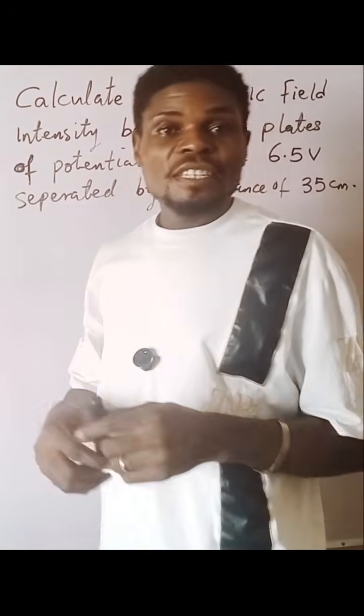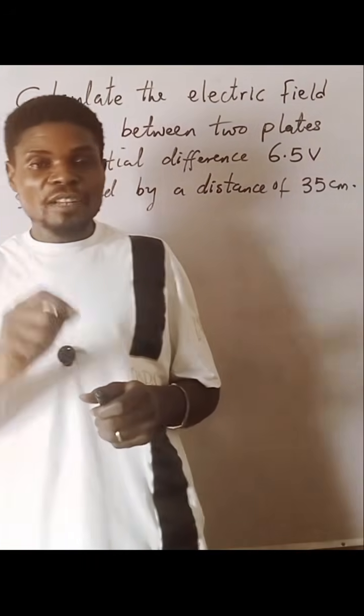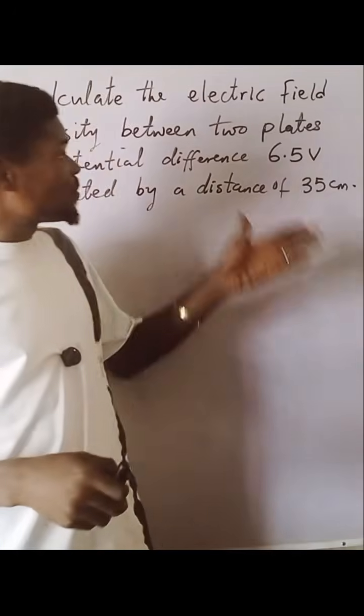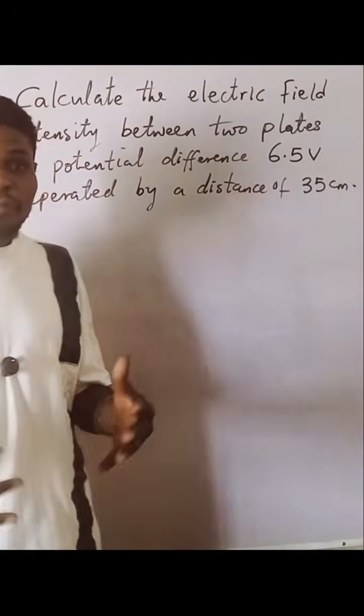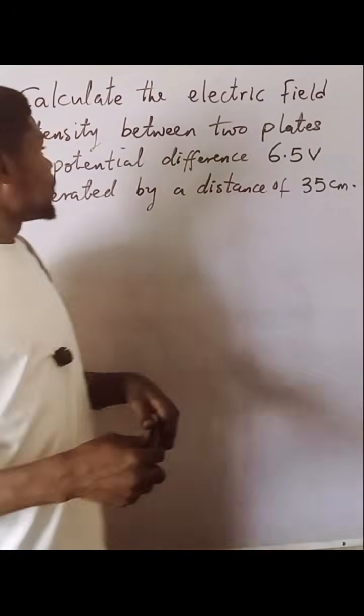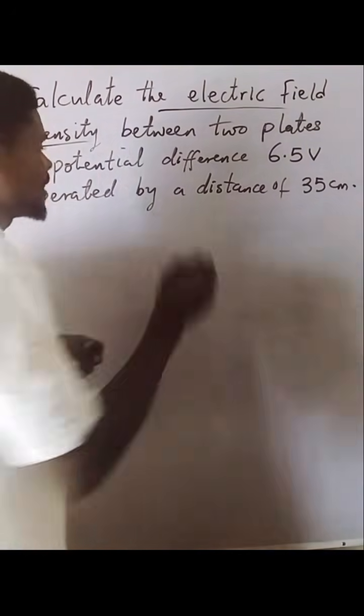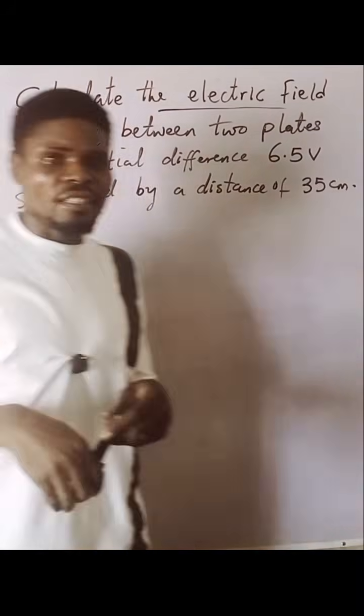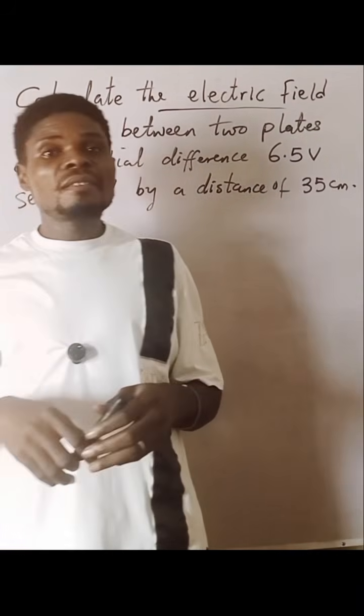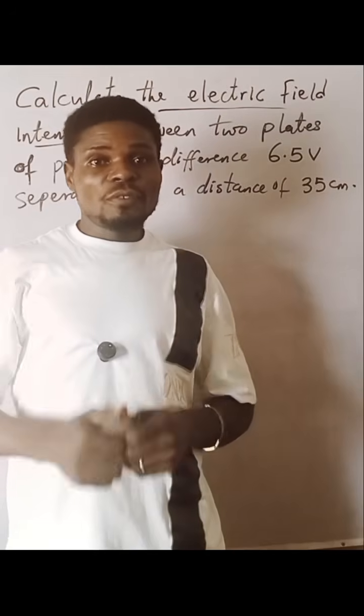You know, the beauty of physics is knowing what you are required to do. I want to tell you that this question is very simple. Once you know the formula, then you'll be able to solve it. What are we finding? We are finding the electric field intensity. What is the meaning of electric field intensity, if I may ask? It simply means the strength of the electric field.